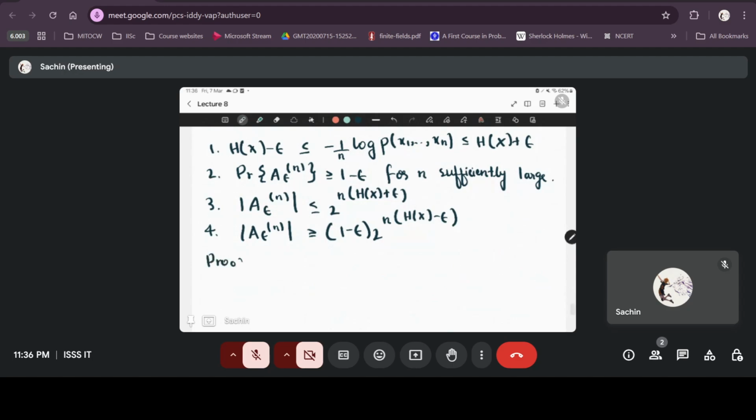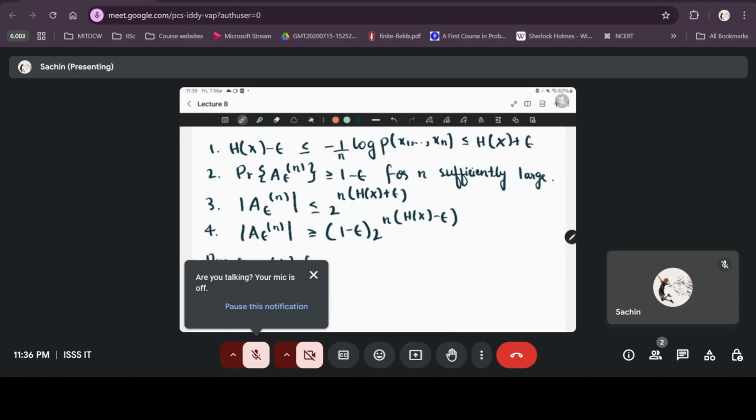The proof of this is as follows. One follows from definition.